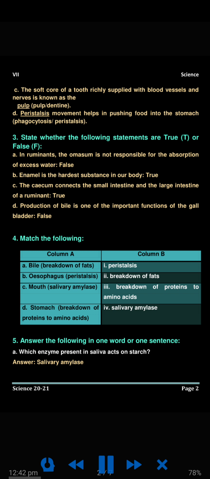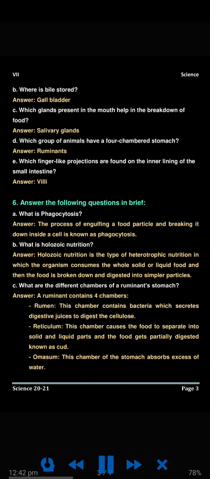5. Answer the following in one word or one sentence. A. Which enzyme present in saliva acts on starch? Answer: Salivary amylase. B. Where is bile stored? Answer: Gallbladder. C. Which glands present in the mouth help in the breakdown of food? Answer: Salivary glands. D. Which group of animals have a four-chambered stomach? Answer: Ruminants. E. Which finger-like projections are found on the inner lining of the small intestine? Answer: Villi.